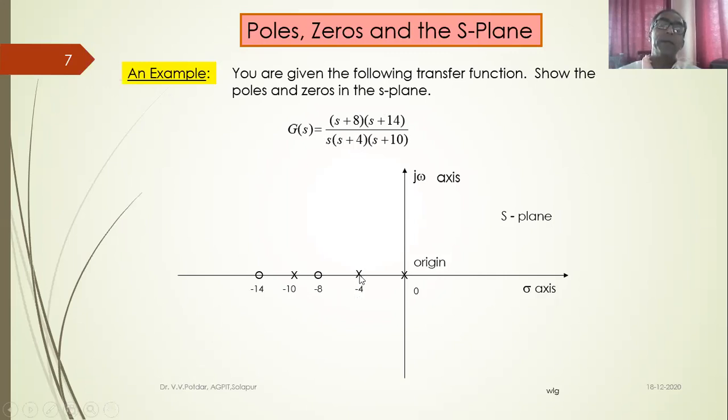I put a cross at minus 4. The third pole is at S equal to minus 10. I plot it and draw a cross. So there are three poles for the three factors in the denominator: first pole, second pole and third pole, and two zeros, minus 8 and minus 14. So this is called the pole zero plot of a given transfer function plotted in the S plane.